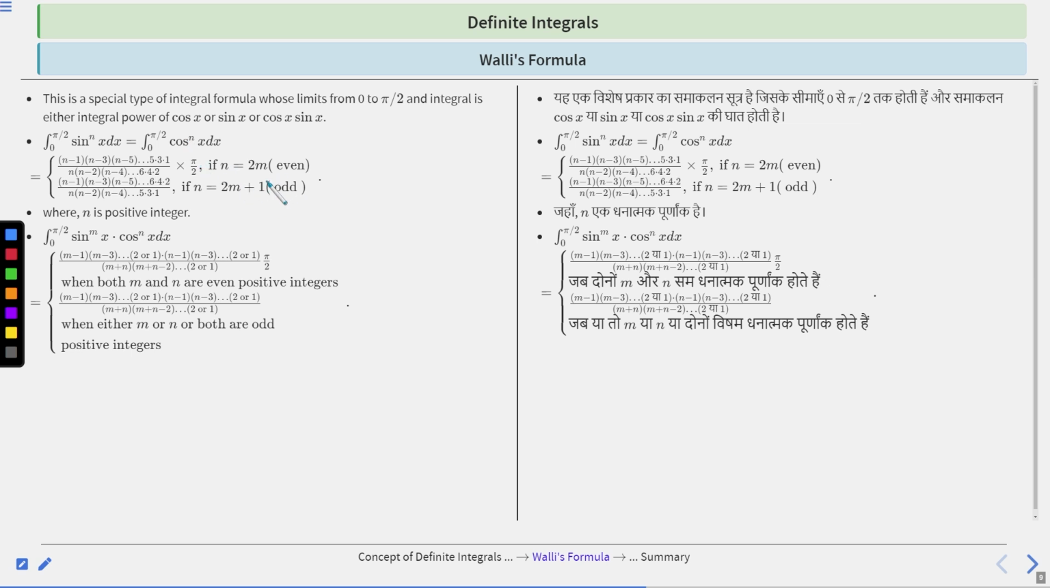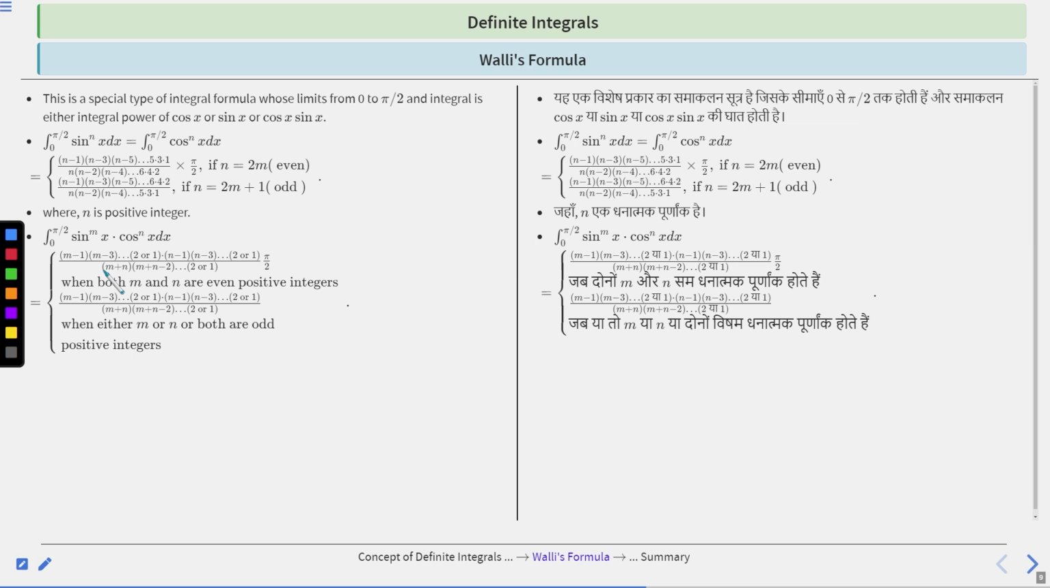and it is equal to (n minus 1)(n minus 3)(n minus 5) till 6, 4, 2 upon n(n minus 2)(n minus 4) till 5, 3, 1, if n is equal to 2m plus 1. So if n is even, then you have to apply the first formula, and if n is odd, then you have to apply the second formula. Clear? Here n is a positive integer.